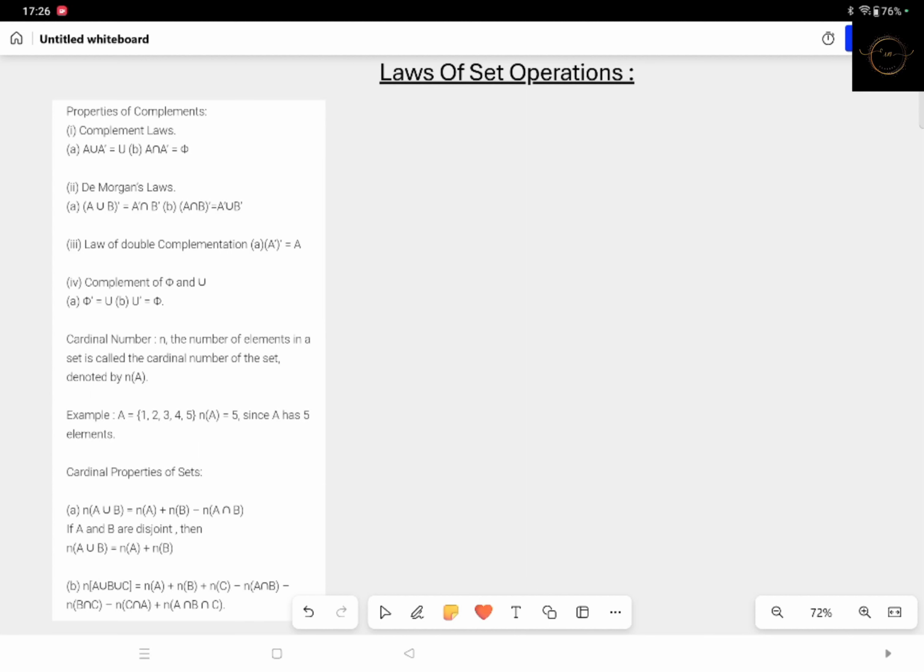Now here we will come to a few more laws, but here we will learn the laws with regards to complements. Now we are all aware of the definition of complement by now. Let's come to the first law, and that is complement laws. What is the first law? A union A dashed is equal to U.